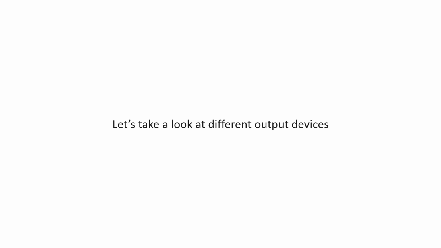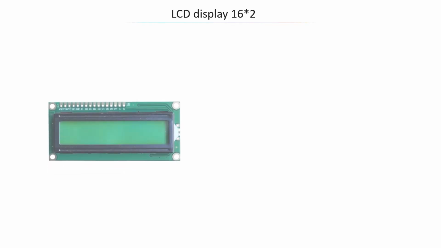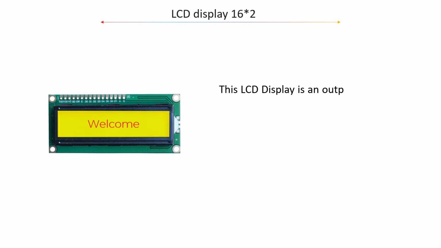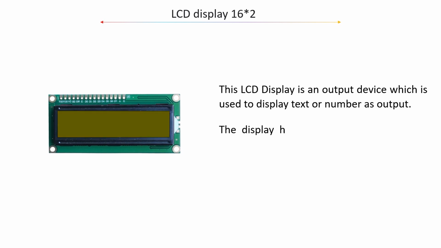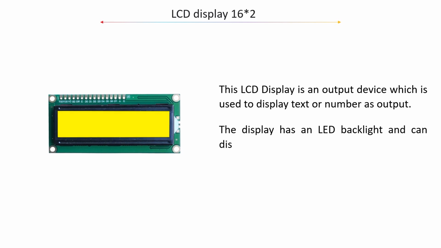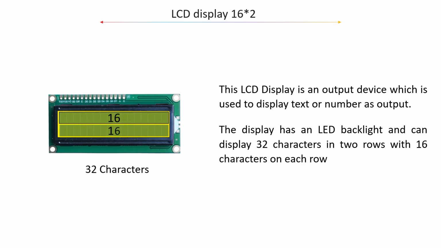Let's take a look at the different output devices. LCD display 16:2. This LCD display is an output device which is used to display text or numbers as output. The display has an LED backlight and can display 32 characters in 2 rows with 16 characters on each row.